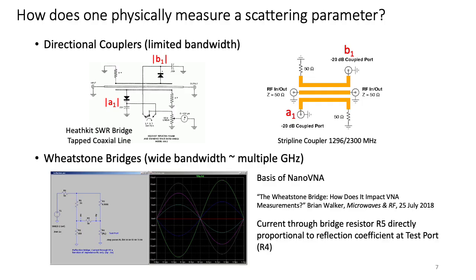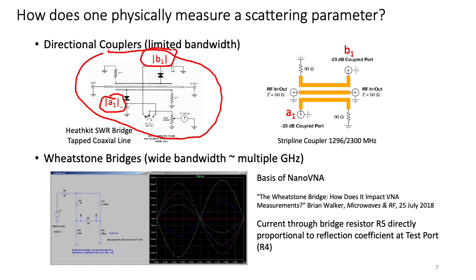As we saw in the previous view graph, S parameters are particularly useful for measuring the properties of distributed linear systems or systems which have very, very high frequency responses. So how does one physically measure a scattering parameter? Well, one example, which many of us are familiar with, is the standing wave ratio bridge. On the left-hand side is the Heathkit SWR bridge, and in this case, there are two parameters which are measured. One is the incident wavefront, which we'll denote by absolute value of A1, and the reflected wavefront, which we denote by absolute value of B1.